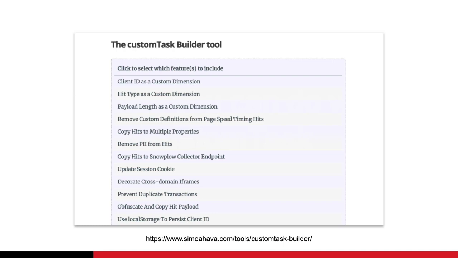Obfuscation of the hit payload is a fun trick that lets you build a parallel GA property where all strings and numbers are obfuscated with garbage, with just gibberish, so that you can show your clients or your prospects actual real GA data without them being able to discern where the data is collected from. And then there's a local storage hack to store the client ID in. So this is all part of the customTask Builder tool.